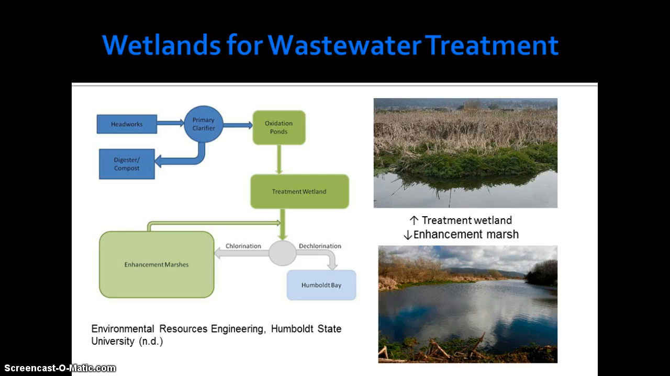wetlands. As an example, the Arcata Wastewater Treatment Plant in California uses traditional primary treatment depicted in dark blue in the graphic, followed by a treatment wetland for secondary treatment depicted in dark green in the graphic, as described by the Environmental Resources Engineering, Humboldt State University, no date.